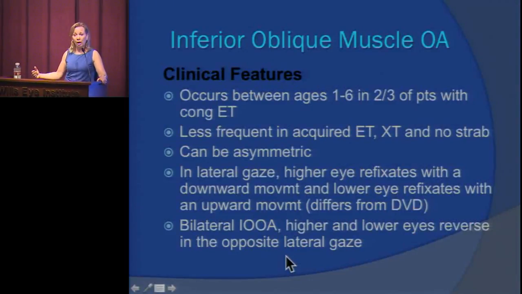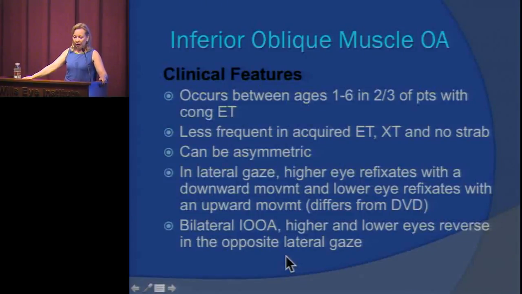So this is a true hypertropia inside gaze. This differs from a dissociated vertical deviation, and that's a good clinical point to remember, because in a dissociated vertical deviation, you won't have that refixating hypotropia, okay? You'll only have that refixating hypertropia.